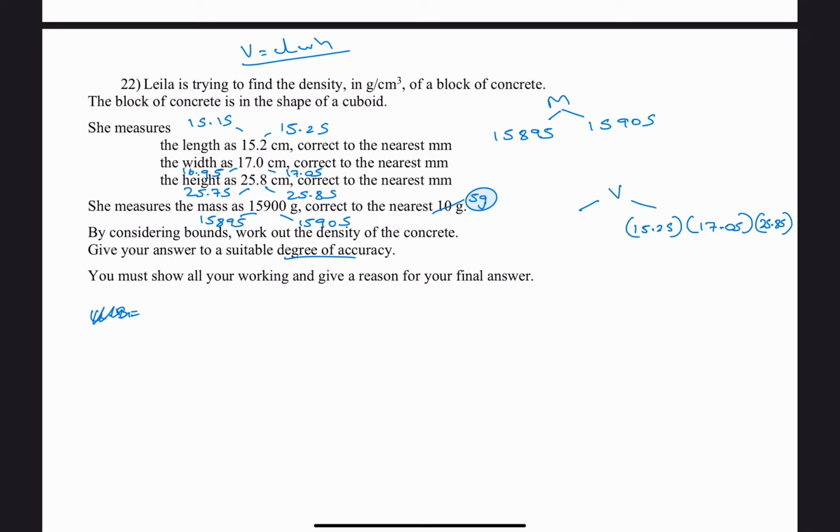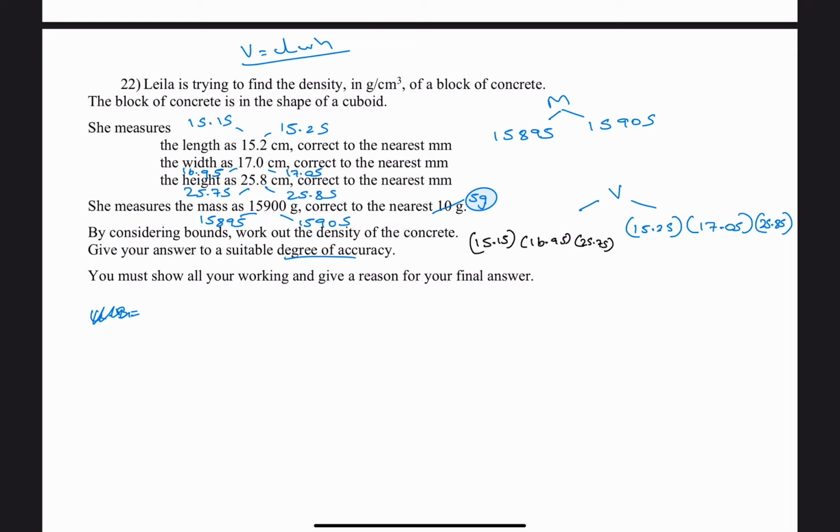And what would a lower bound be? I'm just going to write in a different color. 15.15. Can you see, I'm not writing the actual answer because then it becomes a bit too much of a decimal to write. So I'm just going to write like this. 16.95 bracket, 25.75.